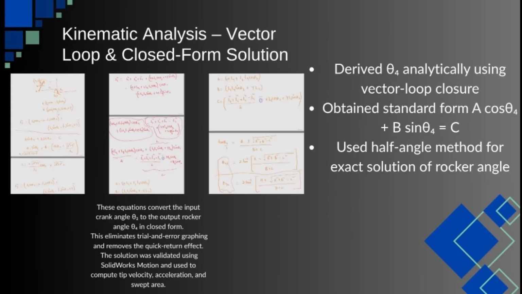We analytically derived theta4 using vector loop closure equations, giving the standard form A cos theta4 plus B sin theta4 equals C. Using half-angle methods, we solved for the rocker angle exactly. This converts the input crank angle theta2 to the output rocker angle theta4 in closed form. Eliminating trial and error, graphing, and removing the quick return effect, the solution was validated with SolidWorks motion and used to compute the tip velocity, acceleration, and swept area.